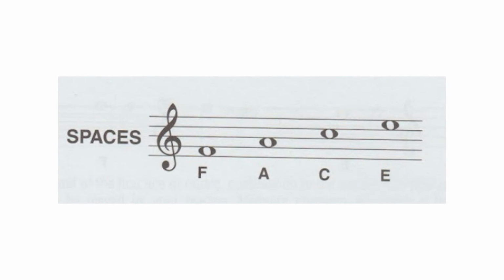And then if there's a note written on a space, we would use FACE. No acronym needed, just face. And again, that's going from the bottom up to fill out those 4 spaces. So if you read a note that's on the first space between the first and second lines from the bottom, we would play an F. Written higher up on the space above, play an A, then a C, then an E.